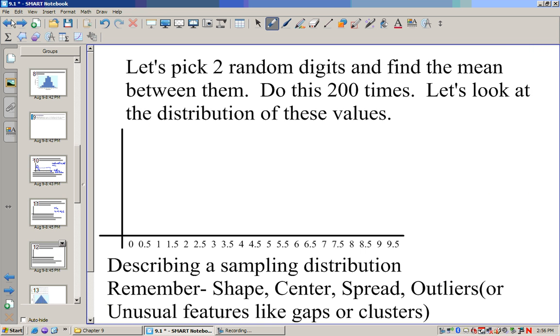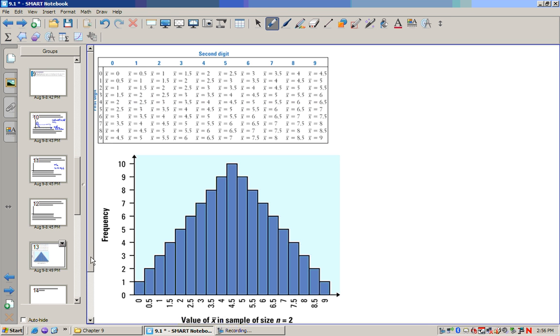And so that was if you did it 50 times. If you did it 200 times, it would look like this. It's not a normal distribution. It's not really bell-shaped as much as kind of a triangular shape. But if we're finding the average, there's going to be a lot more ways that we can get 4.5 as an average than we can get 9 for an average. So 4.5 would come up more often than 9.